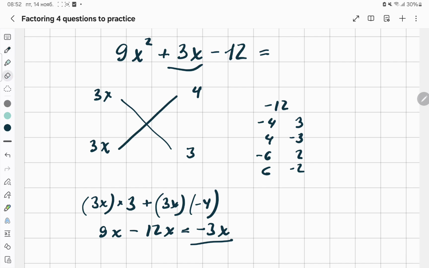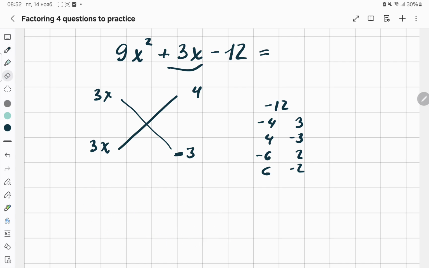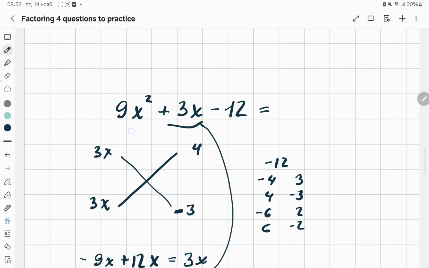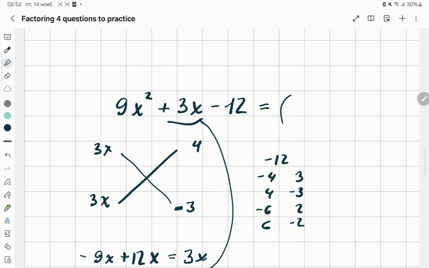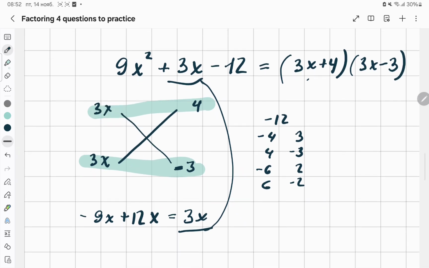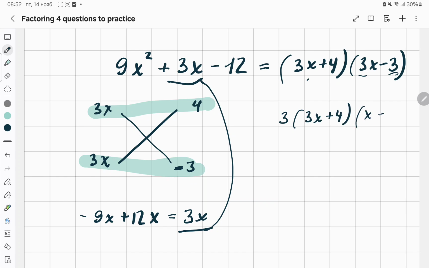That's why let's switch the sign. Let's switch the sign here, so it will be negative 3. And now let's try one more time. So it will be minus 9x plus 12x. So it is 3x, and this 3x matches. Oh, well done. So our factors are 3x plus 4 and 3x minus 3. Okay, and these factors could be simplified further, because we can take 3 out of the brackets in the second bracket. So let's make it this way: 3x plus 4 and x minus 1.